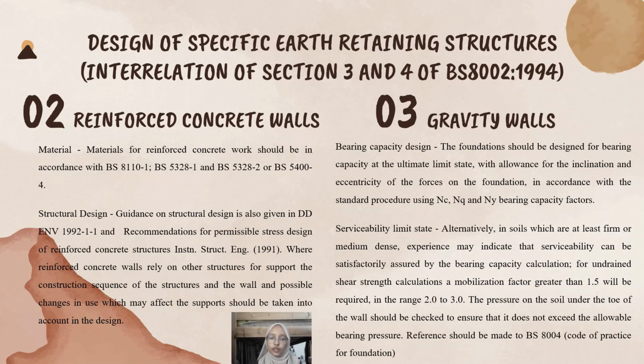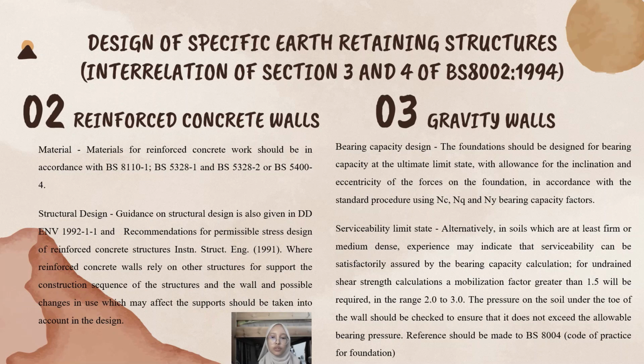The second design of specific earth retaining structure is reinforced concrete walls. The materials for reinforced concrete work should be in accordance with BS 8110 Section 1, BS 5328 Section 1, and BS 5328 Section 2 or BS 5400 Section 4. As for the structural designs, where reinforced concrete walls rely on other structures for support, the construction sequence of the structures and the wall and possible changes in use which may affect the support should be taken into account in the design.